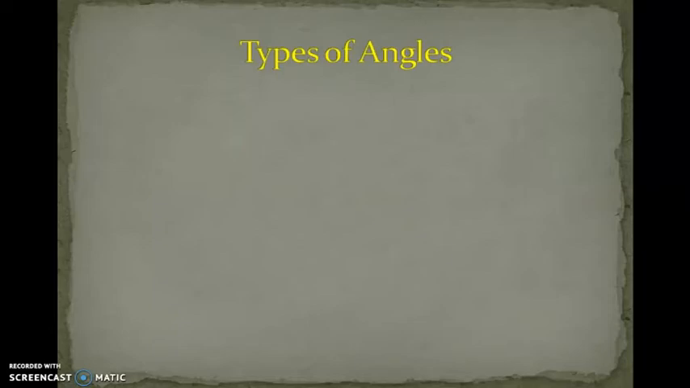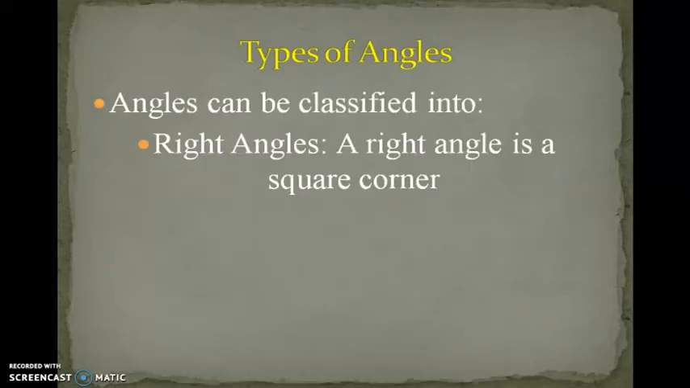Types of angles. Now, angles can be classified into so many types. And the first type is what we refer to as right angles. Right angles. Please repeat after me. Right angle. So, what is a right angle? A right angle is a square corner. So, whenever you see a square corner, then you should know it is a right angle.